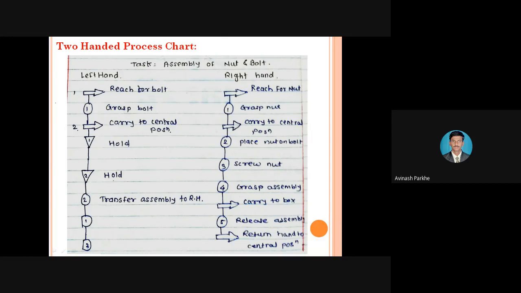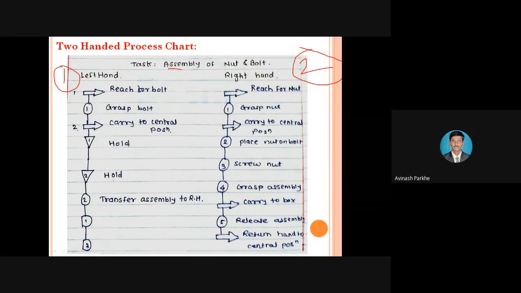So whatever the chart is in front of you, in case of a two-handed process chart, we have to draw two charts. One chart is for the left hand, so here it is represented as left hand chart, that is chart number 1, and at the right side, whatever movements are taking place by the right hand are represented using this two-handed process chart.